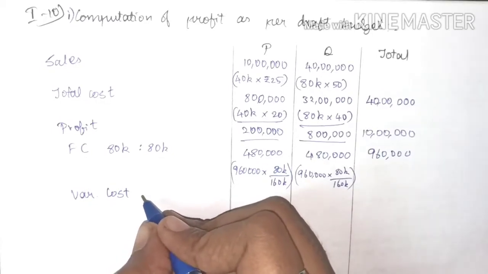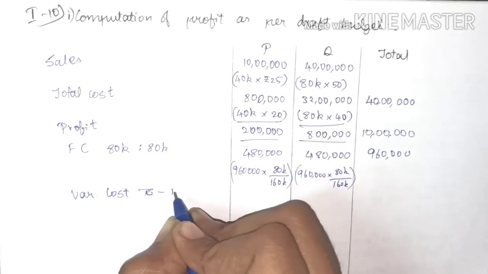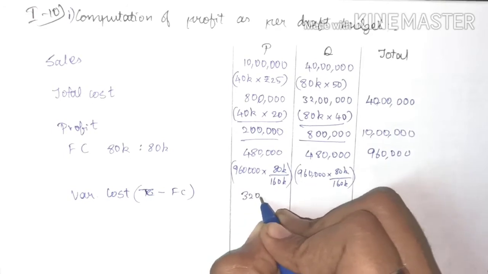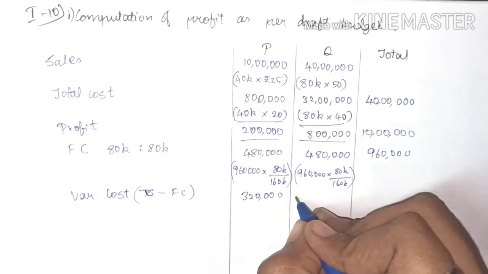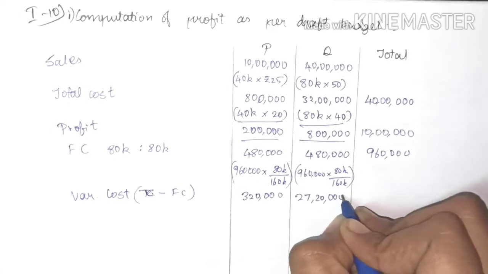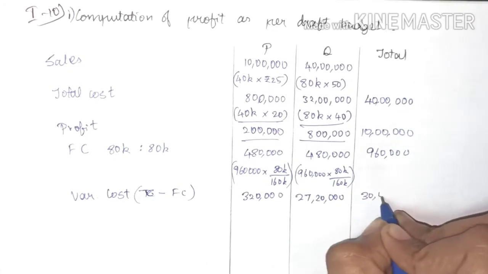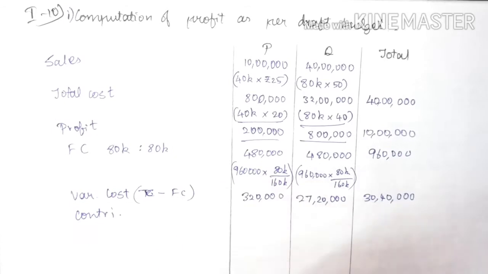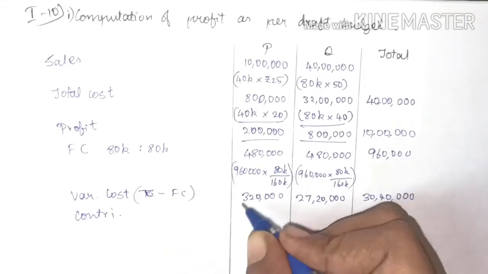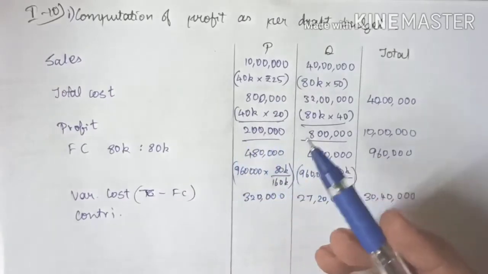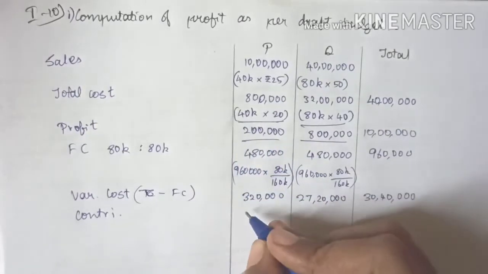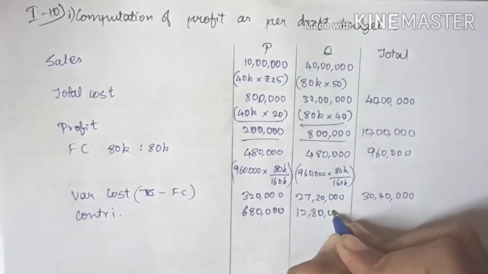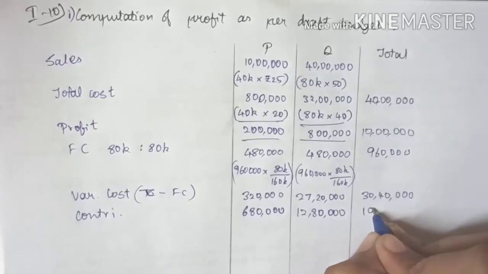Next one is variable cost. Variable cost is total cost minus fixed cost, which is 3,20,000. Here 27,20,000. The total variable cost is 30,40,000. Next one is contribution. Contribution is sales minus variable cost. 10 lakhs minus variable cost 3,20,000 is 6,80,000, and here 12,80,000. The total contribution is 19,60,000.